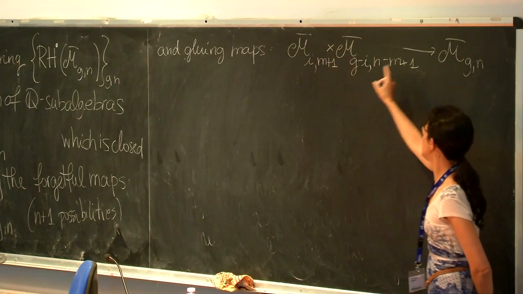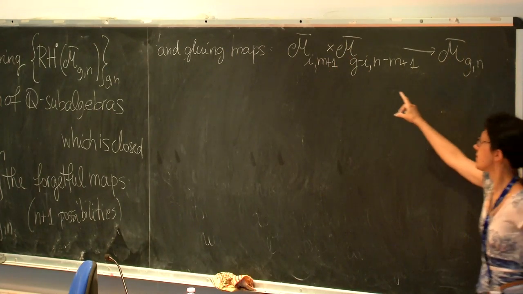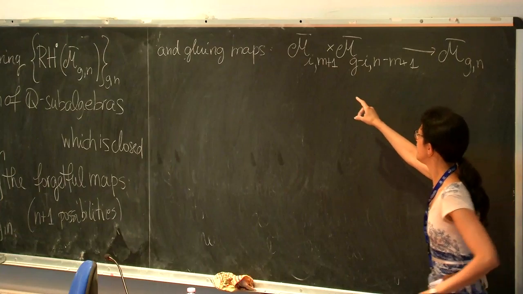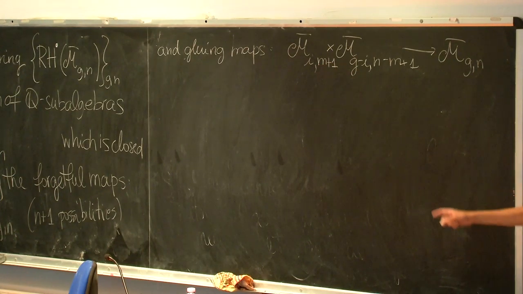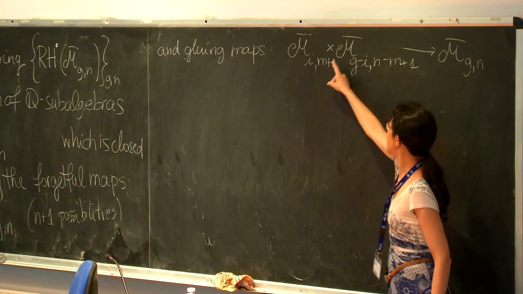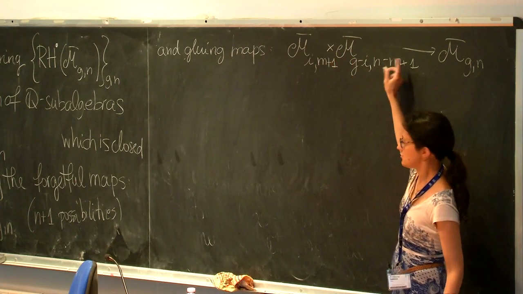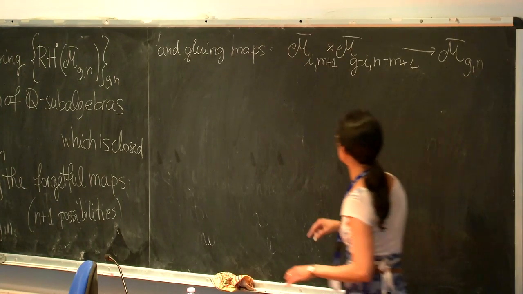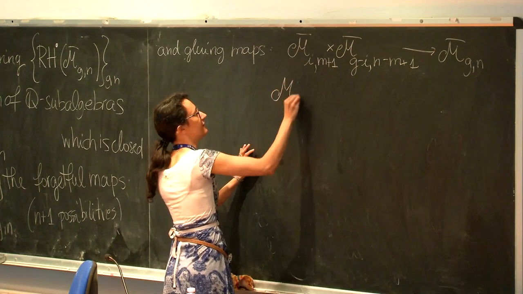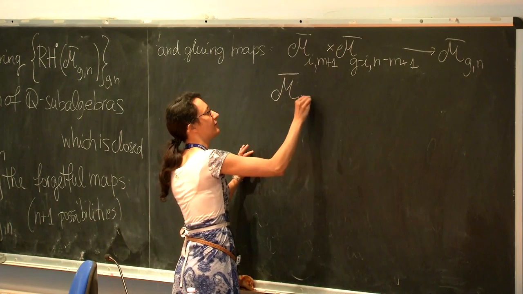This is the one that is connected, that comes from a single separating node. We glue together curves of genus i and g minus i, where the sum of all marked points is equal to n plus 2, because we have two additional half edges, which we identify in the same way.